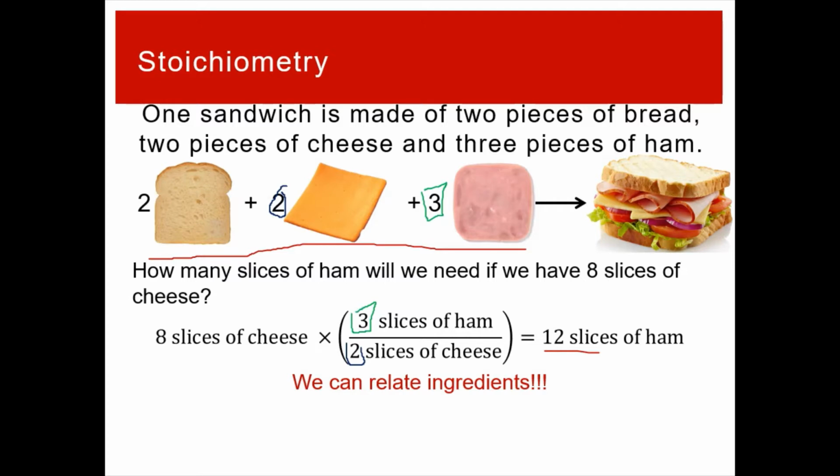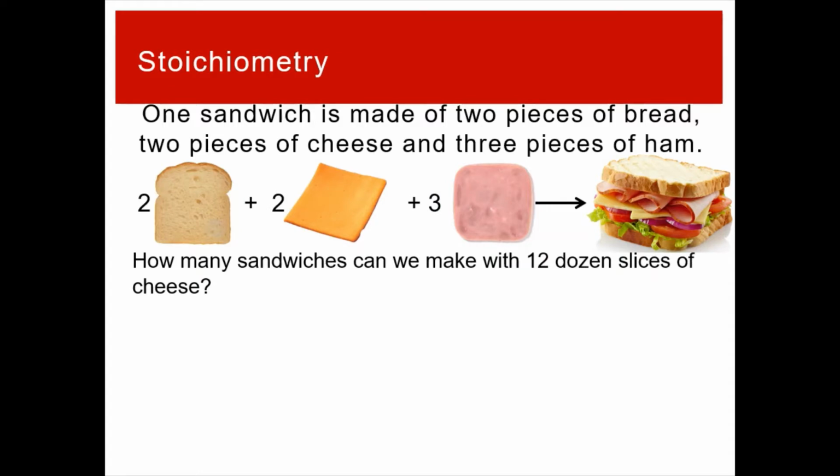You would do this if 1 cake calls for 2 eggs. If you want 2 cakes, you need 4 eggs. And so you can use these ratios to inform the relationships between these different amounts of things, which is really what we want to be able to do.